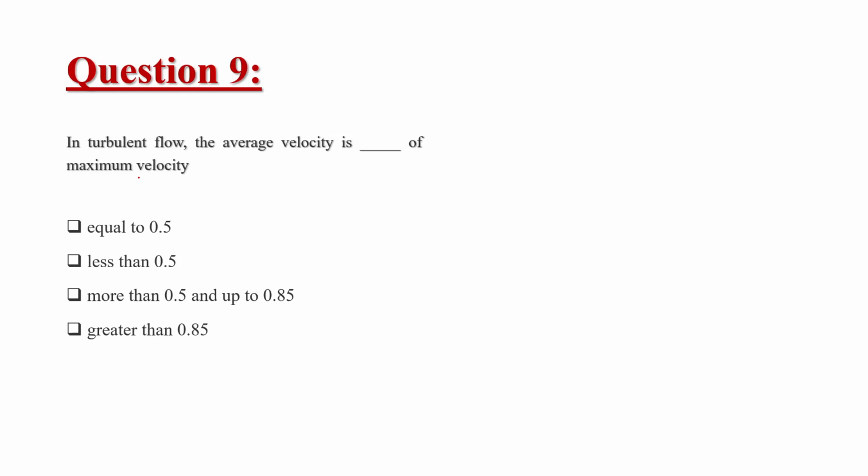Okay, so we got that u max is equal to a into h square by 4, right? But now we have to find out how u mean, that is the mean velocity, is related to this u max. So for that, first we have to find out what is this u mean. So we know that if this is the width, some width, and from here we are having some flow, right? And from this direction we are having some flow.